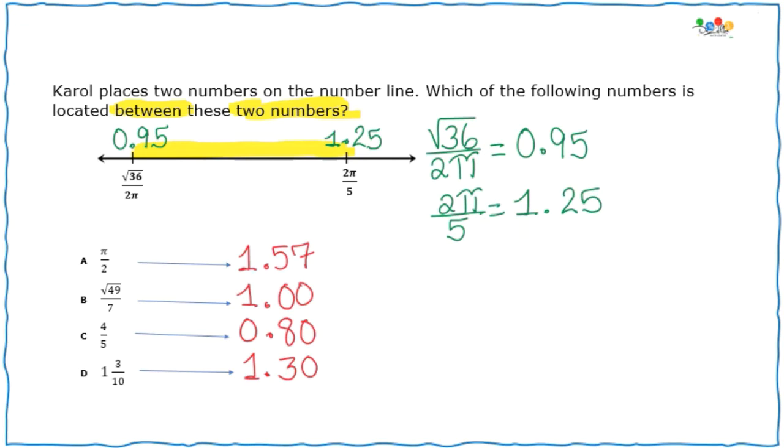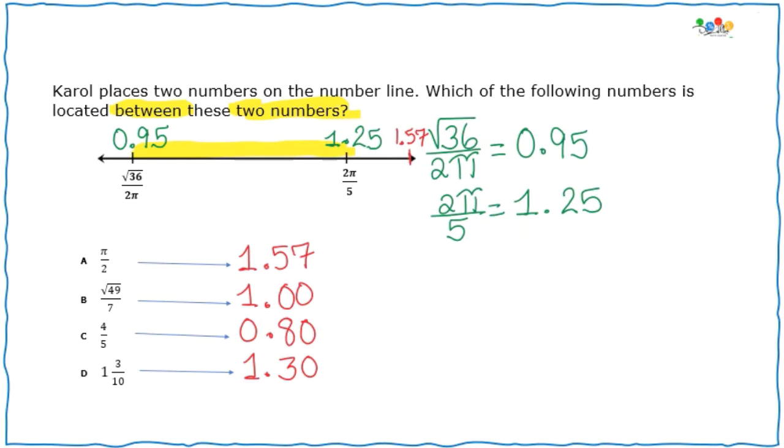And I always think about money. I think that's the best way to help us. So the first one is 1.57 or $1.57. And would that be more than $1.25 or less? It is more, right? So we'll put it way over here on the right side. This will be 1.57 or $1.57.